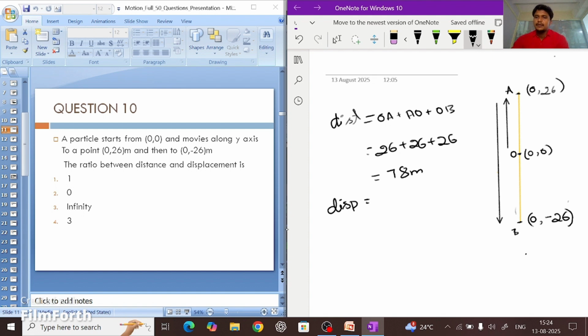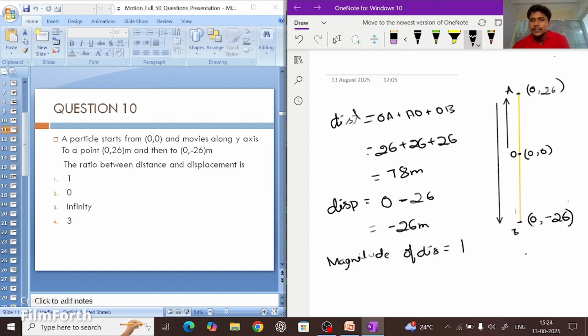Find the displacement. We know that a particle is moving from O to A and it's returning back from A to O. So at that time our displacement will be 0 and we take from O to B as this is negative direction. So we take minus 26, we got displacement as minus 26 meter. Here we need to take the magnitude of displacement, which is equal to 26 meter.